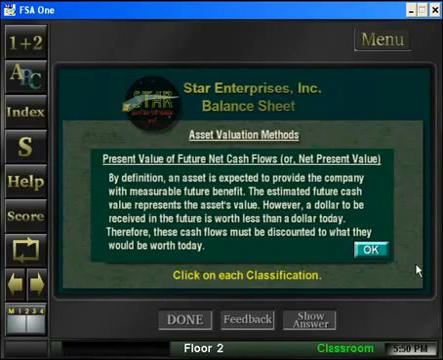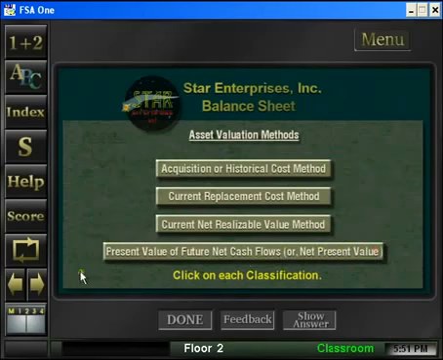By definition, an asset is expected to provide the company with measurable future benefit. The estimated future cash value represents the asset's value. However, $1 to be received in the future is worth less than $1 today. Therefore, these cash flows must be discounted to what they would be worth today.